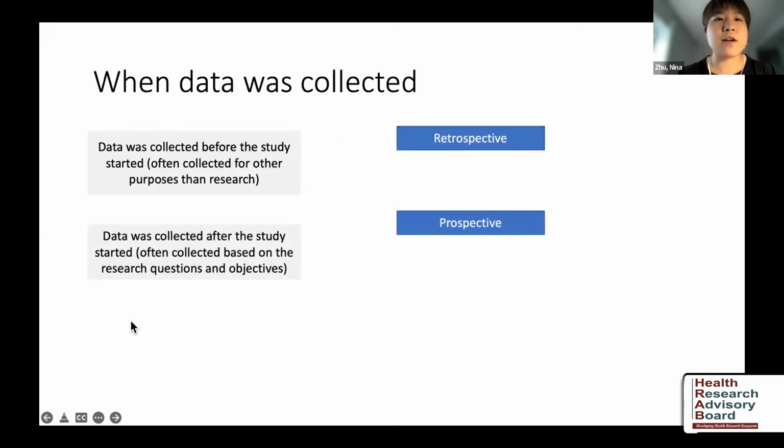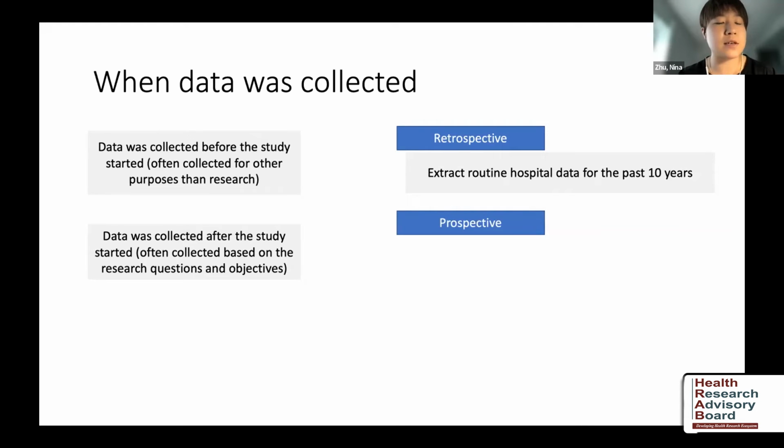So first of all, we can look at when the studies can be separated, depending on when the data was collected. If the data was collected before the study started, normally it was collected for other purposes than research, and is collected before the research was conducted. Then later on, we decide to do this study, and we go back to retrospectively extract this data. Normally, it will be extracted from, for example, routine administrative data, or routine hospital data for the past 10 years or past 5 years. So it's a retrospective study design.